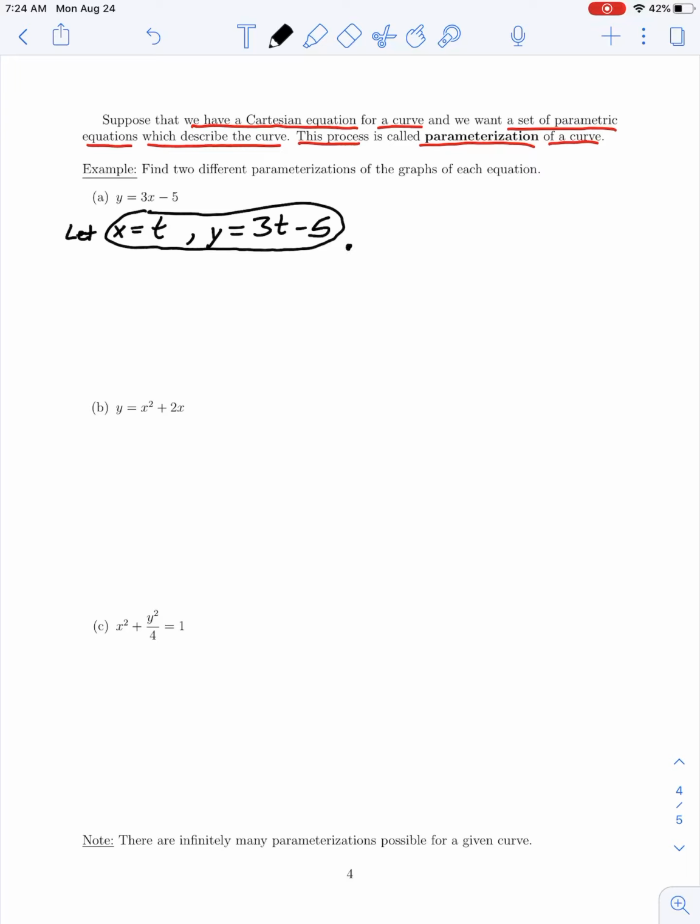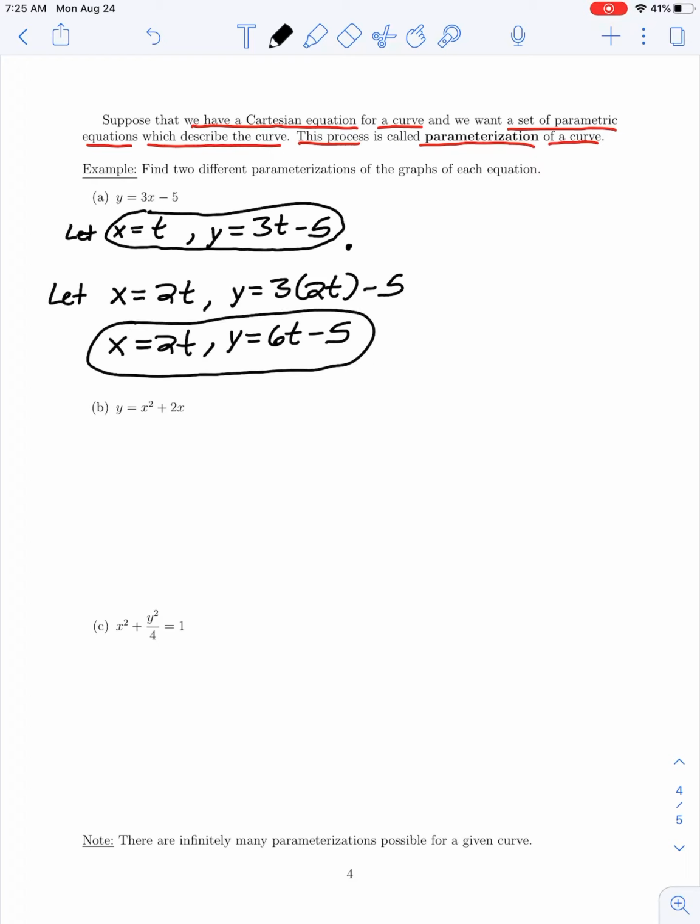Now, another parameterization would be to just manipulate the value of x slightly. I could take x as, instead of t, 2 times t, in which case y is equal to 3 times x, which was 2t, minus 5. So y would then be 6t minus 5, where x was equal to 2t. So this would be an alternative parameterization.